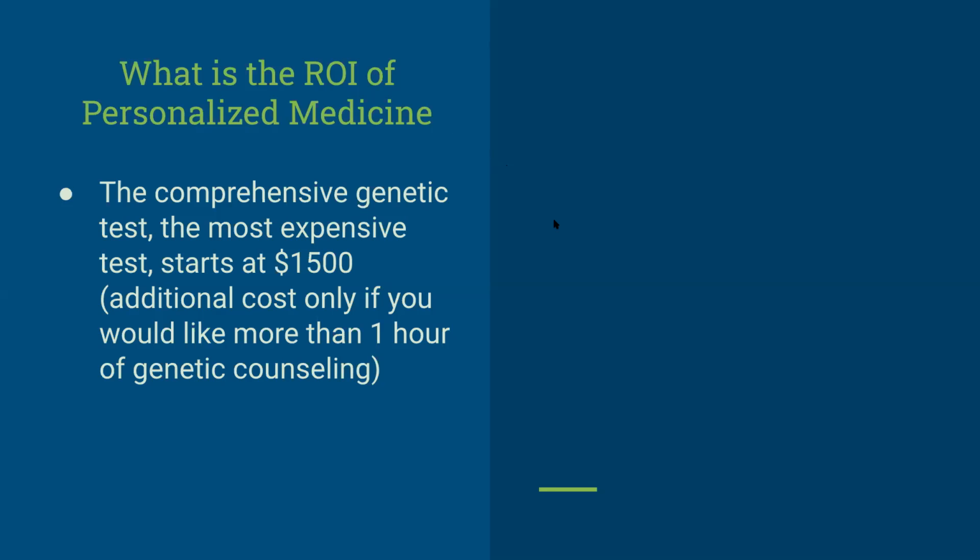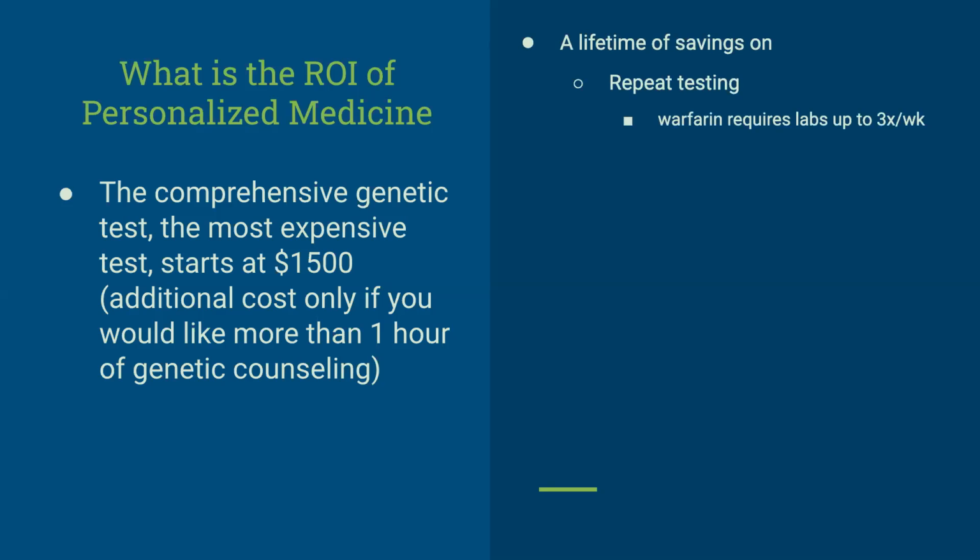Now, I do want to emphasize that the money is not really the issue. It's really the lifestyle and the longevity and really the improvement in overall quality. But you can save money after you spend all that, okay? So you have a lifetime of savings on repeat testing, right? Things like warfarin for a blood thinner requires labs up to 3 times a week. High cholesterol, thyroid abnormalities, and diabetes all require testing every 3 to 6 months. Even if you're only paying like a $20 copay, that adds up over a lifetime.